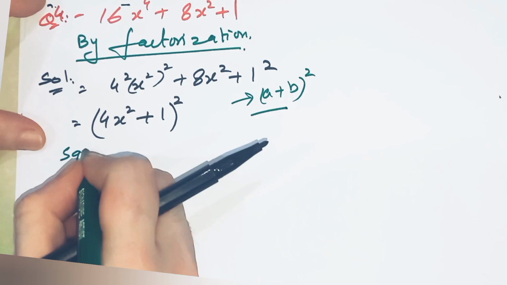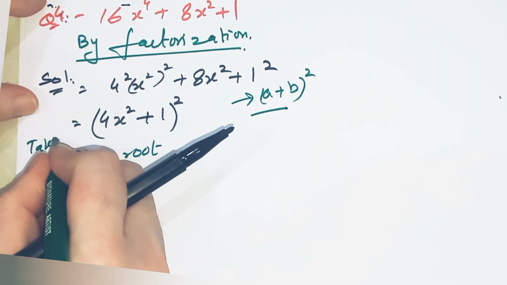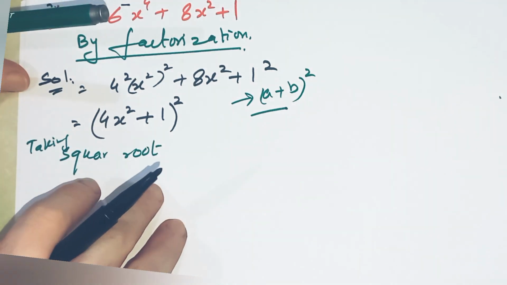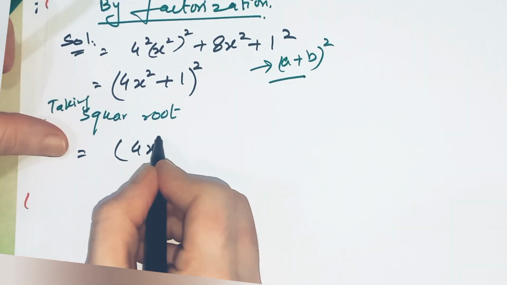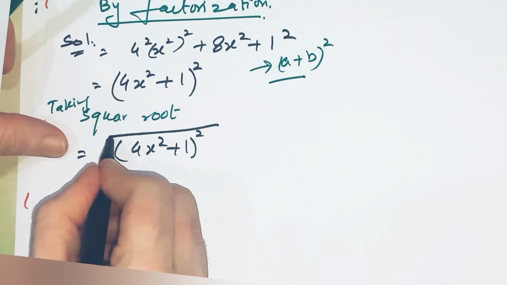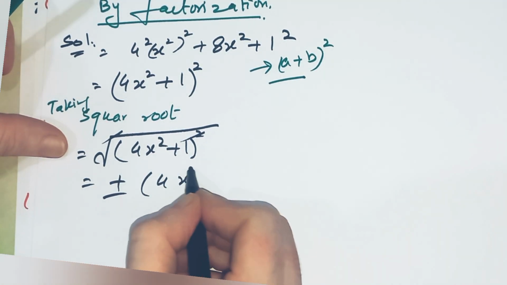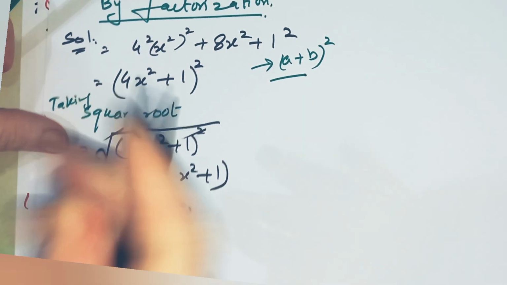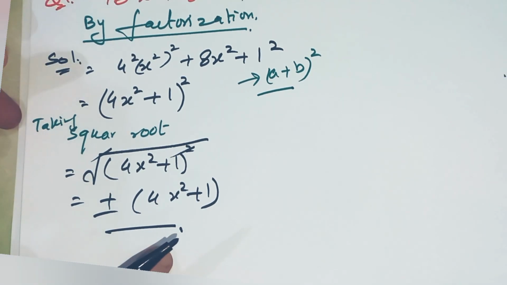Taking square root. Okay, by taking square root, (4x square plus 1) square root, square and square root are cancelled, so we must write a plus minus sign. This is the answer of our question number 4 by factorization method.